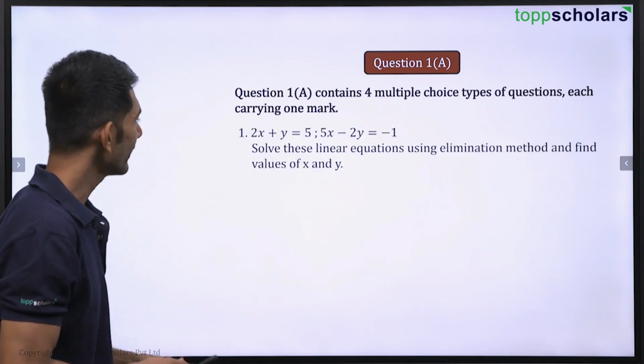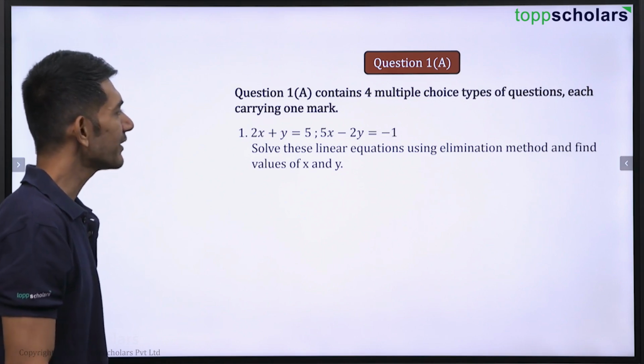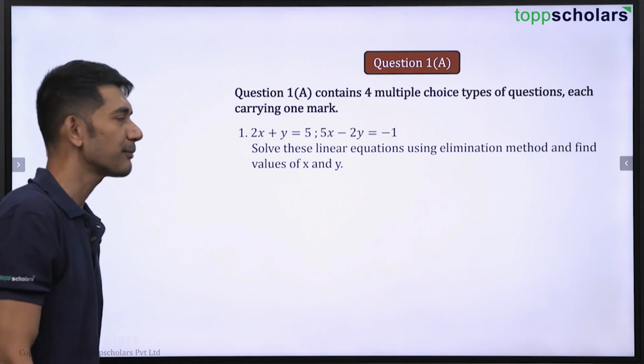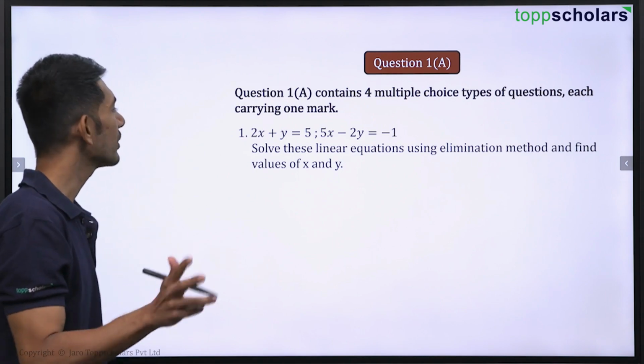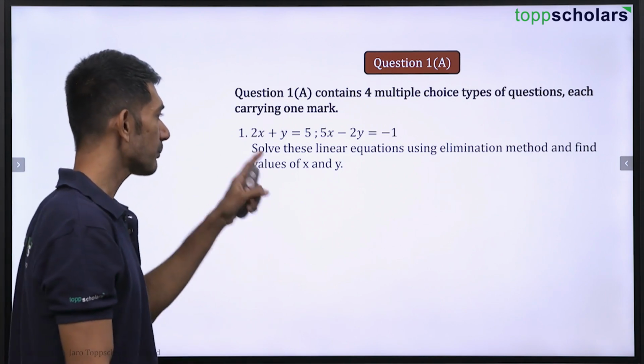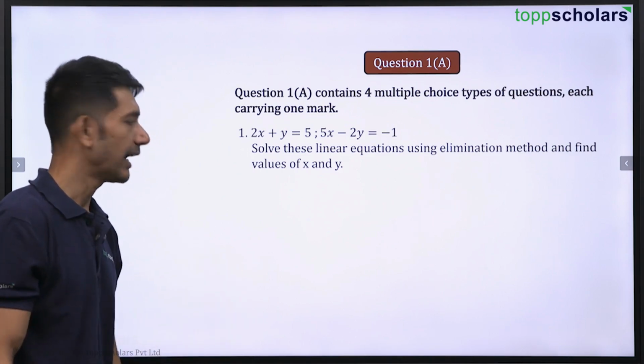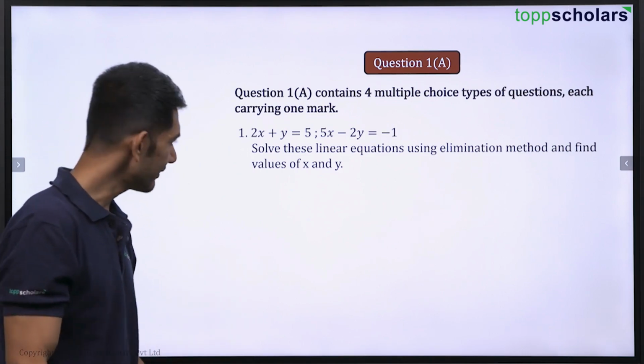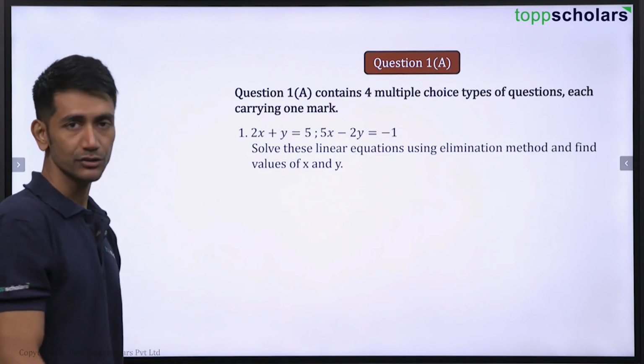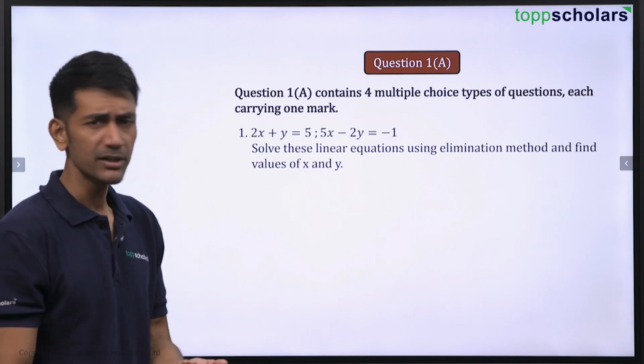Okay, so the first question says 2x plus y is equal to 5 and 5x minus 2y is equal to minus 1 are two linear equations given. We are supposed to solve these linear equations using elimination method and find the values of x and y. Very simple. You know how to solve equations with the help of elimination method, right?